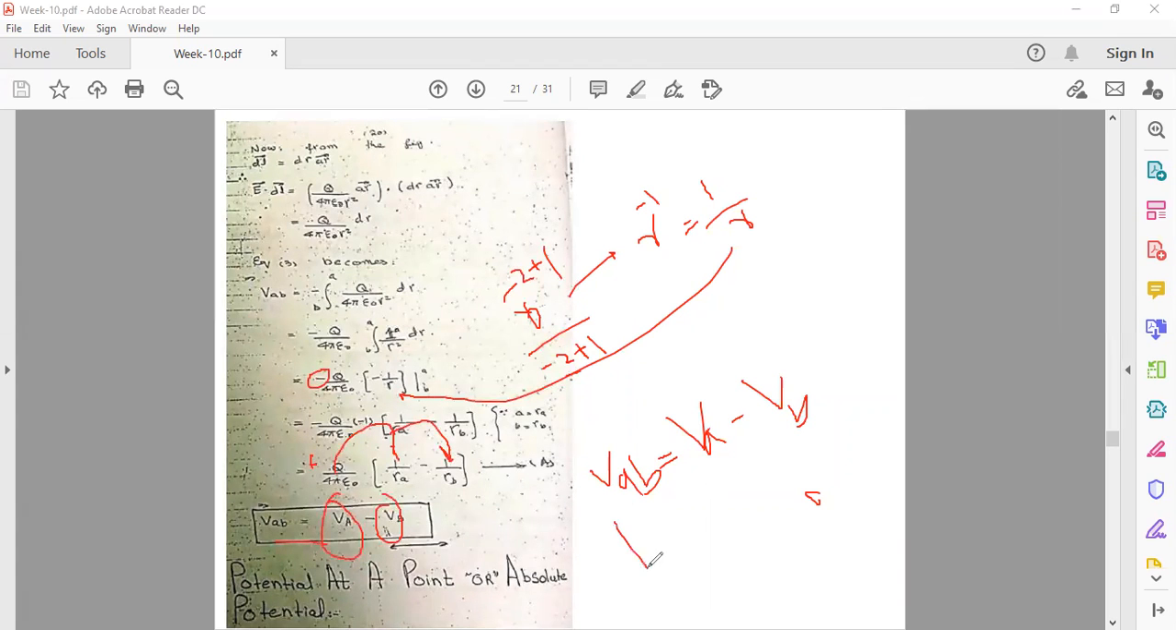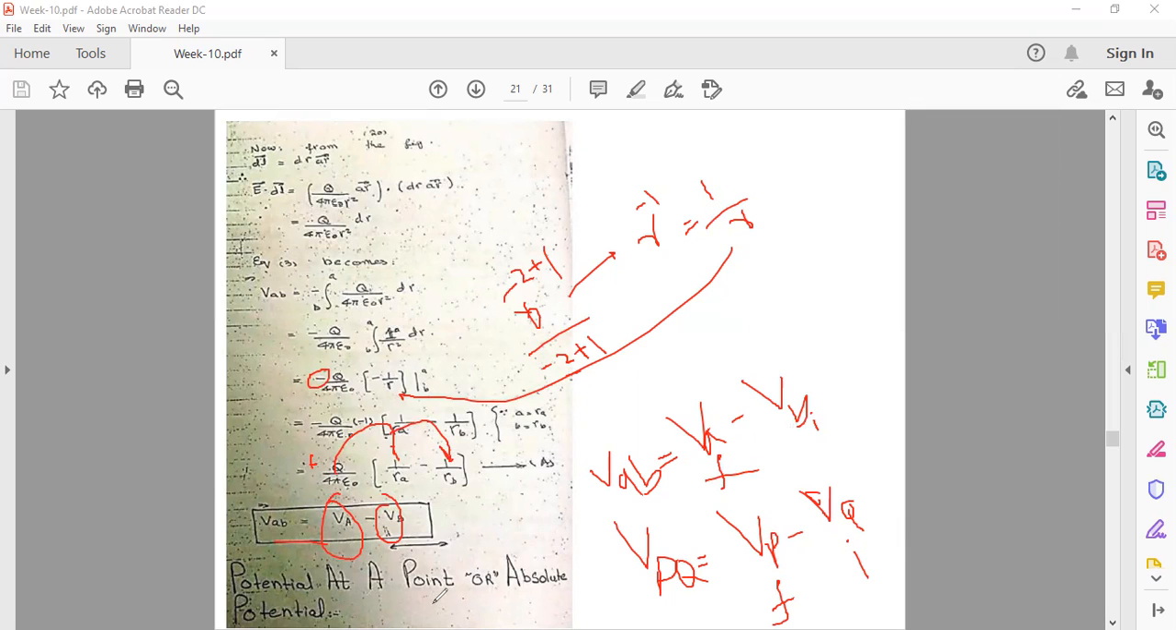So VAB means the difference of the potential at A minus the potential at B. Later on, we will do some numerical problems. In this, we will have to find VPQ. So VPQ means VP minus VQ, where P is the final point and Q is the initial point. Similar is the case here. This is initial and this is final.